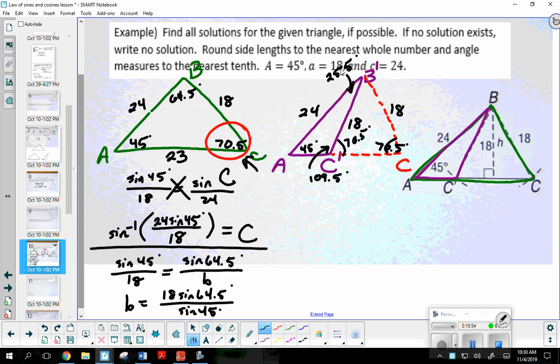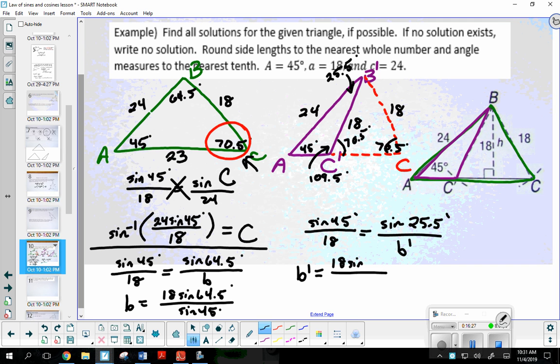Okay. So we can just quickly do another law of sines. So let's say sine of 45 degrees over 18 once again equals. Now, if I want the base of this triangle right here, I got to take sine of what? 25.5. There we go. Over that B prime. Okay. So again, cross multiply. B prime is equal to, what ratio would I have here? 18 sine of 25.5 divided by sine of 45 degrees.